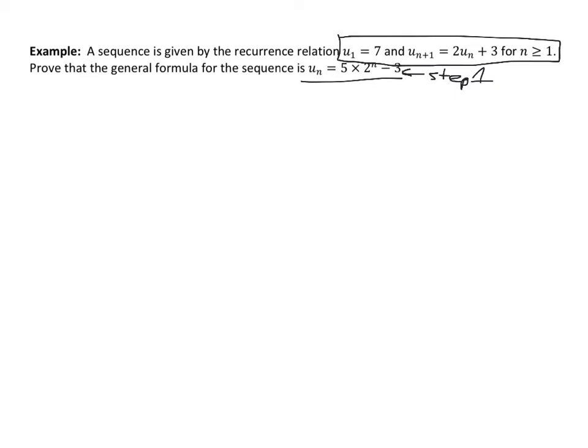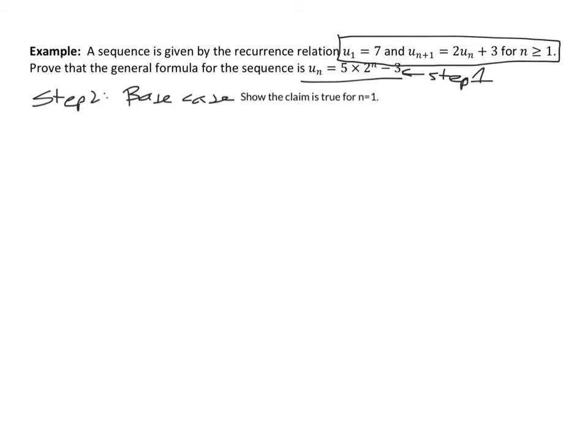Step 2 is our base case. And remember what we do in the base case. In the base case, we show that this works in the initial case. For this particular problem, my recurrence relation only requires 1 step, so I'm only going to need to show 1 base case. I'm basically going to do this for when n equals 1.